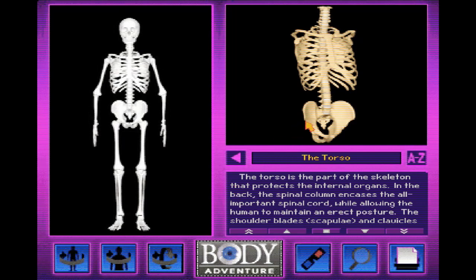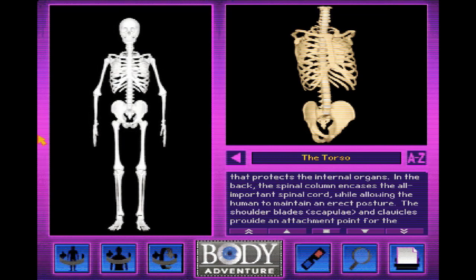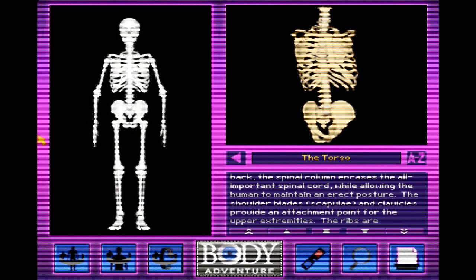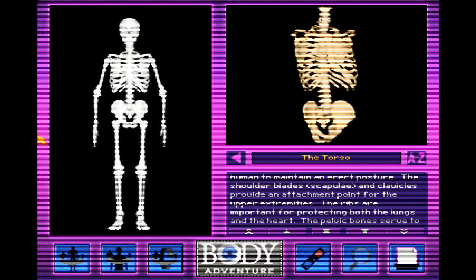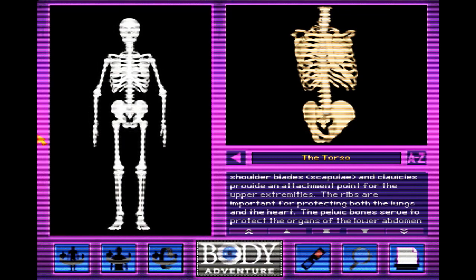The torso is the part of the skeleton that protects the internal organs. In the back, the spinal column encases the all-important spinal cord while allowing humans to maintain an erect posture. The shoulder blades, scapulae, and clavicles provide an attachment point for the upper extremities.